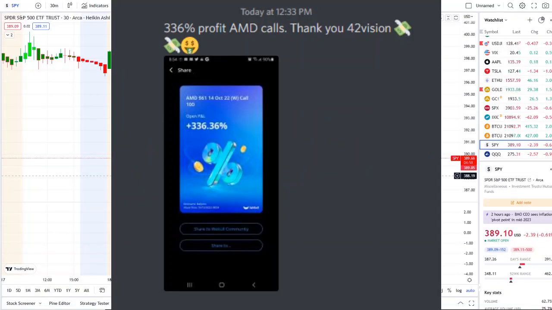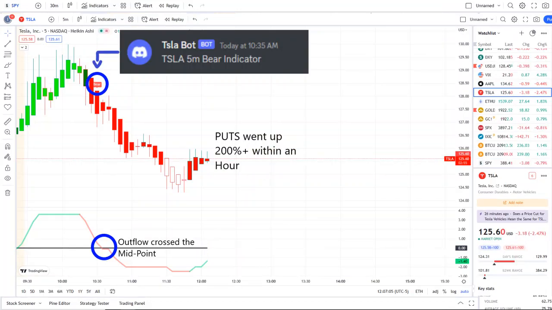So the home run of the day was from our Tesla bot. Our Tesla bot sent out a bear indicator since 10:35 a.m., and from that moment forward, outflows crossed the midpoint to the downside. Pure weakness there on 42 vision, and put options went up 200% plus within an hour, guys.